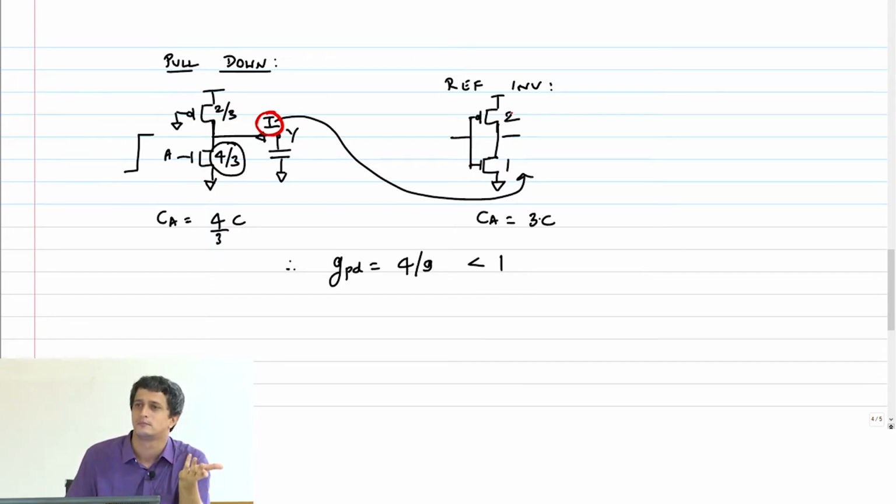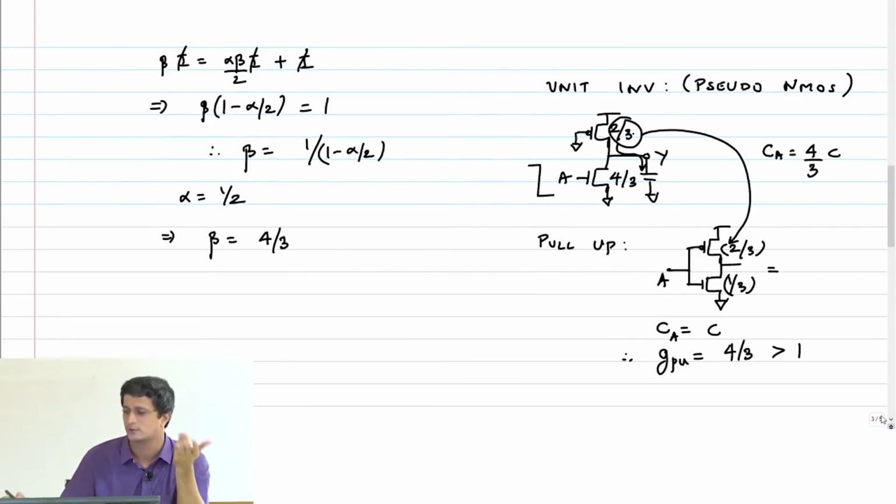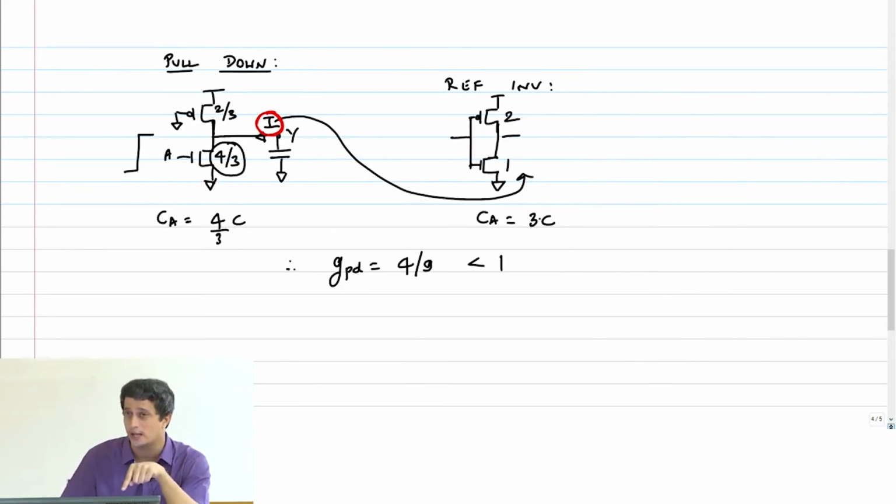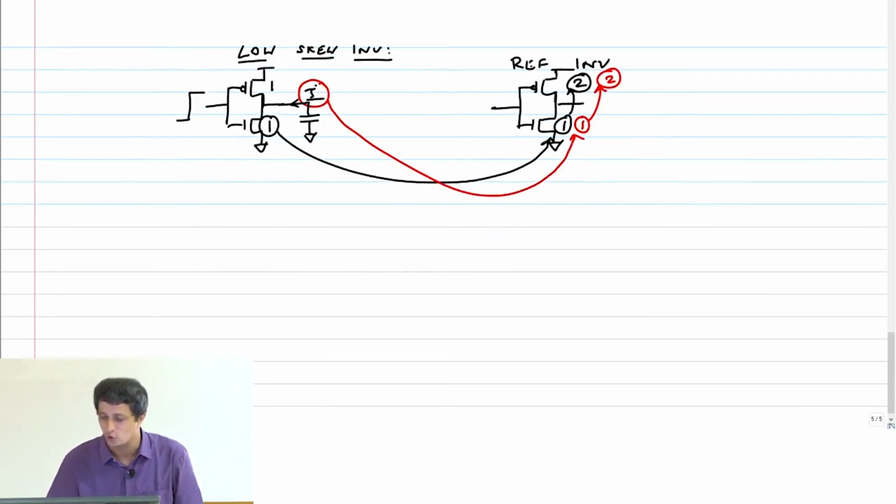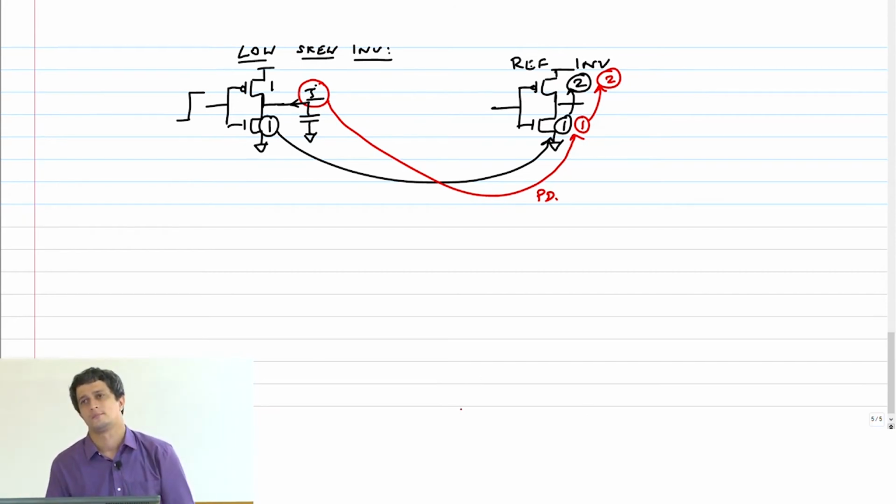Yes, that's exactly what it was. But you should be careful. When I take the pseudo, let me take this high skew inverter or low skew inverter, this was basically for pull down. When I wanted pull up, what do I do? Then I have to take the PMOS 1, then it becomes 1.5. So that will change.